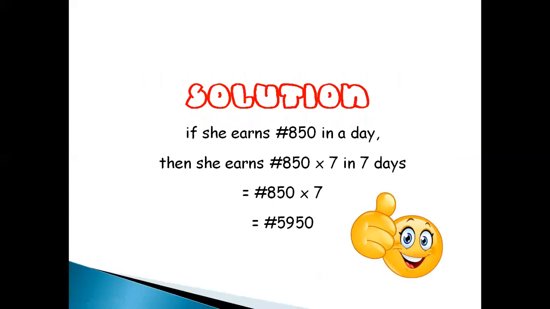So if she earns 850 naira in a day, then in 7 days she earns 850 times 7. Do you get that? And then I'll multiply 850 times 7. You can do that in your rough sheets and tell me if your answer is the same as mine. That would give us 5,950. So she earns 5,950 in 7 days.